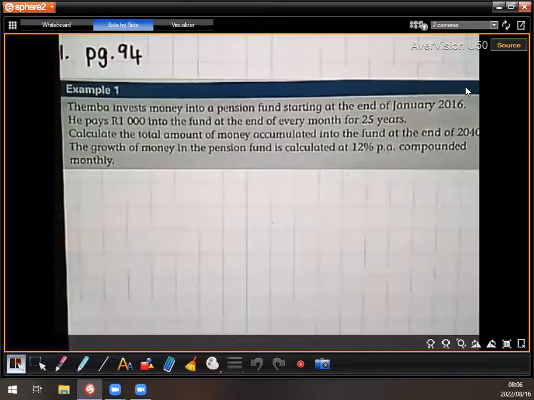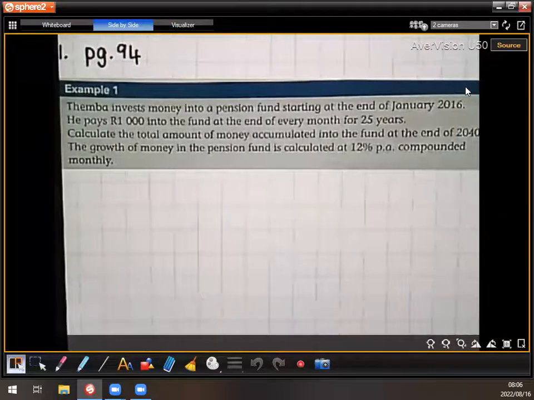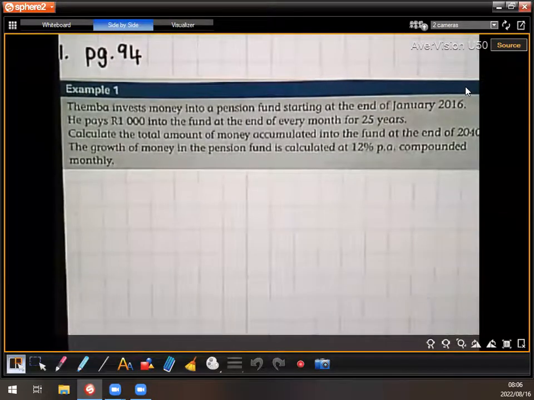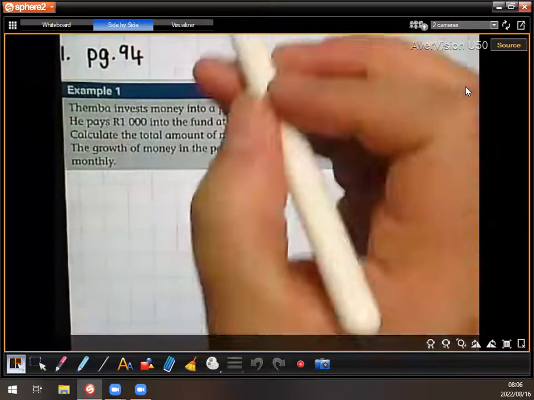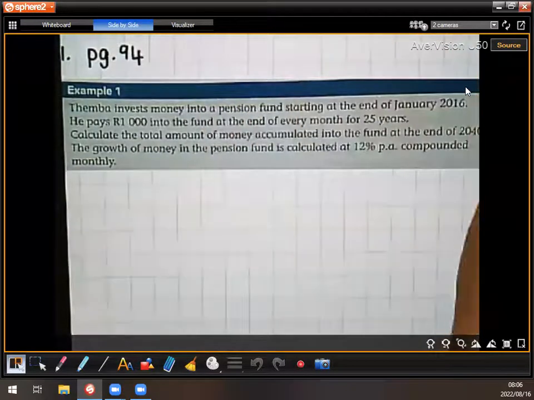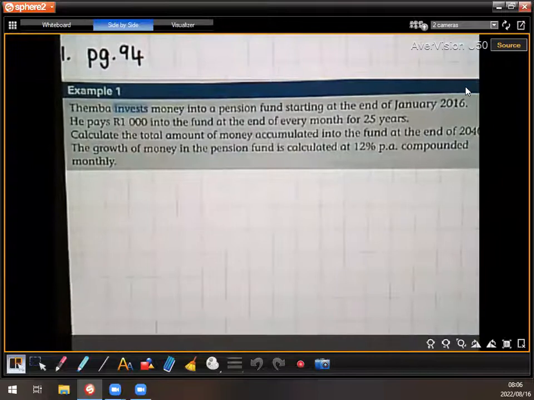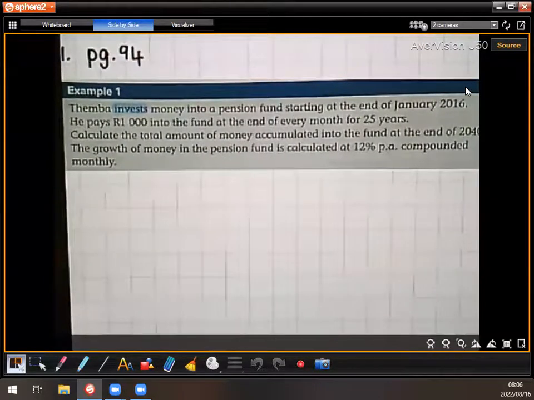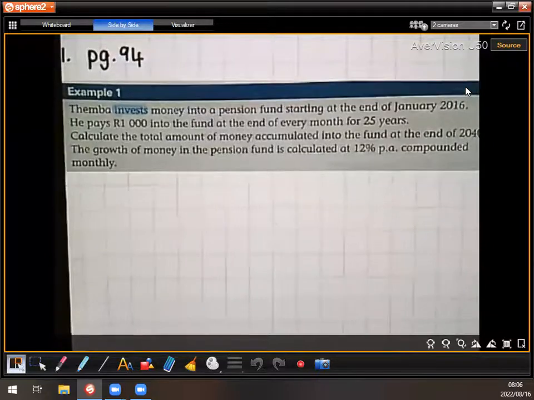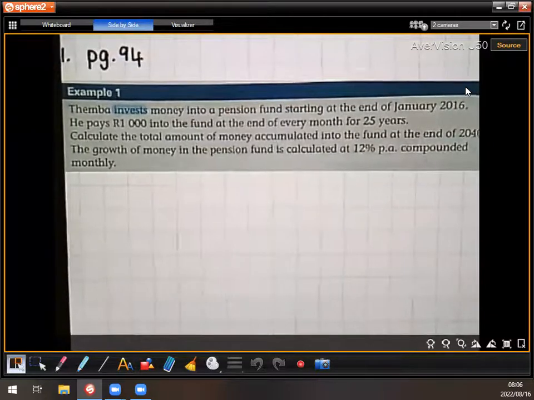They're saying Timber invests money into a pension fund starting at the end of January. Okay, so important things here, obviously they're saying invests, right? So it's an investment. Now, which formula do we use if it's an investment? Present or future? Future, all right? Future value, so that is the formula that we're going to use.